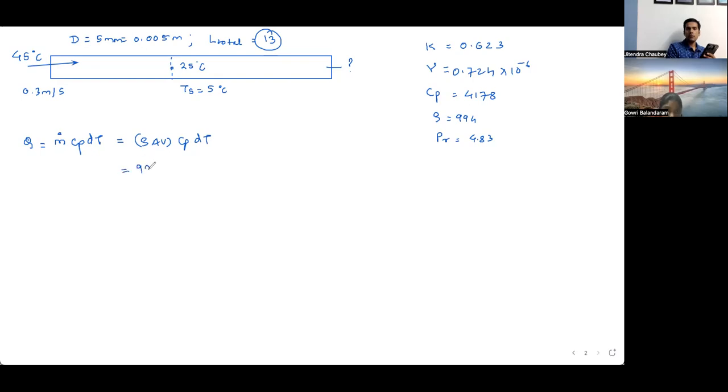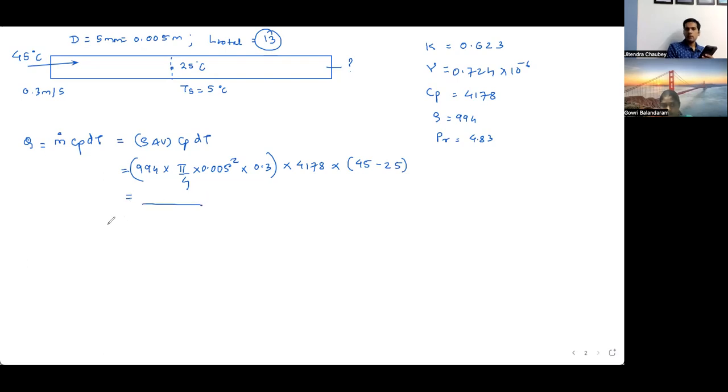Rho would be 994. Area of cross section will be pi by 4 d square, 0.005 square. Right? Velocity is also given, which is 0.3. This is rho A v. Cp is also given, or we should always know what Cp is, 4178. Then next is dT, which is 45 minus 25. So with this, we will have the total heat lost by the water.